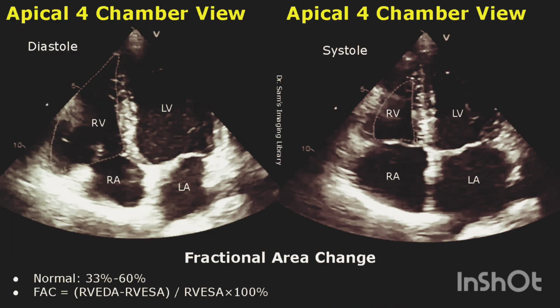This is the fractional area change for the right ventricle. Right ventricle area is measured in apical four-chamber view. The normal fractional area change is between 33 to 60% approximately.